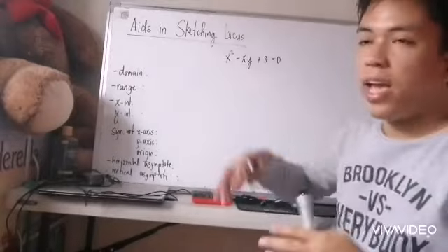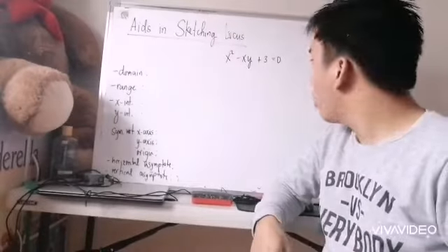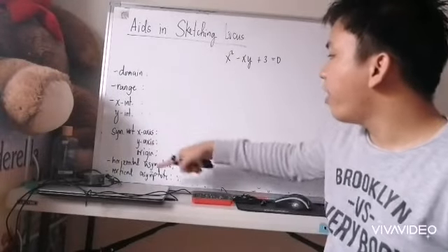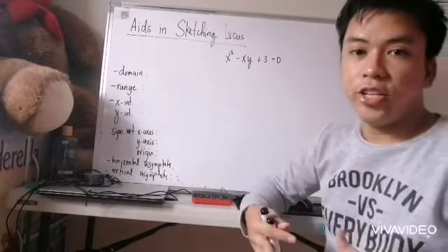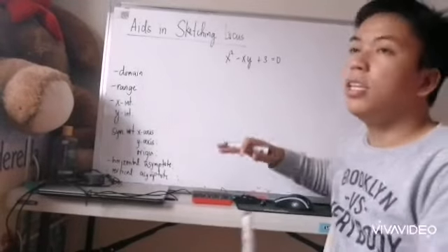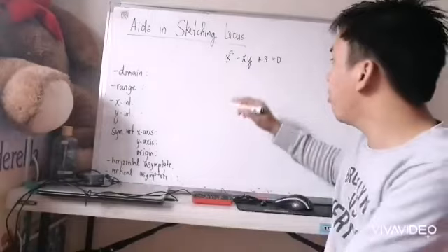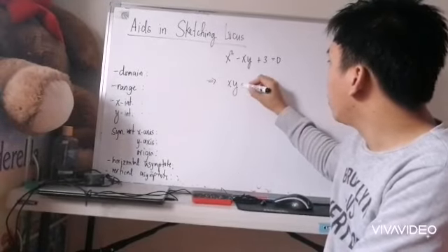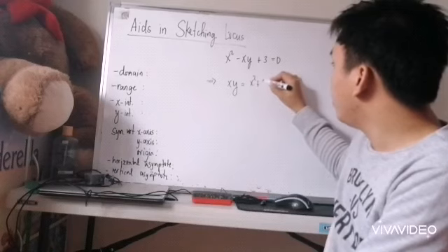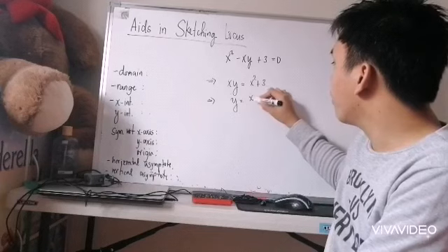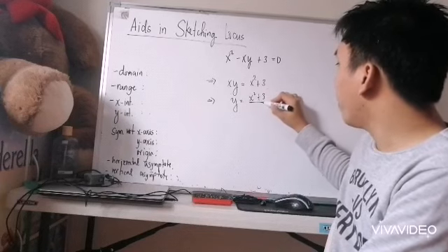Okay, so let's consider another example here. The example is x squared minus xy plus 3 equals 0. So we will have to evaluate this in order for us to sketch the graph. Let's check for the domain. For the domain, we'll have to solve for y in terms of x. So xy equals x squared plus 3, implying that y equals x squared plus 3 over x.